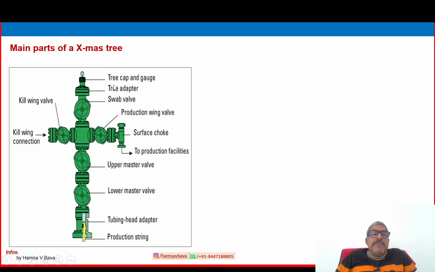Then there are some tree adapter, tree cap and pressure gauge. So this is an overview of a Christmas tree and its main parts. It can vary from well to well, and minor variation will be there, but generally these four valves, lower master, upper master, wing and swab valve, will be there.